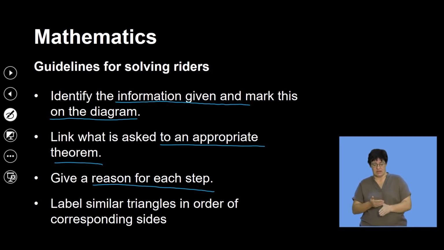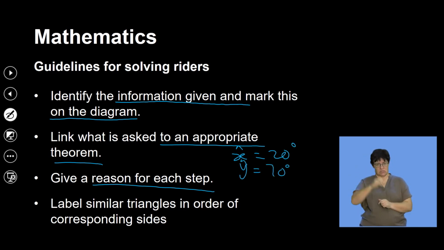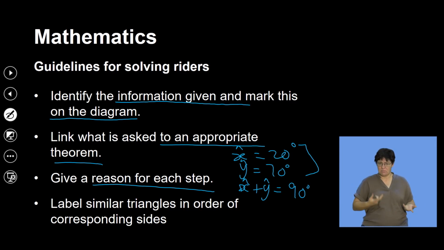So for example, if you said x is equal to 20 degrees, and you said y is equal to 70 degrees, you must give reasons for these two things. But when you then say x plus y is equal to 90 degrees, you don't need a reason here because you just added these two numbers and got 90 degrees. But any claim that you make, you must have a reason for it.